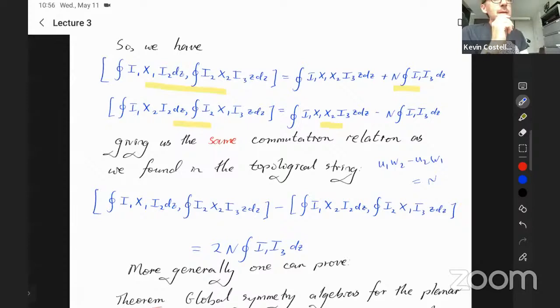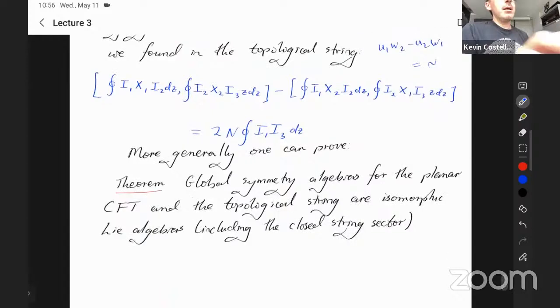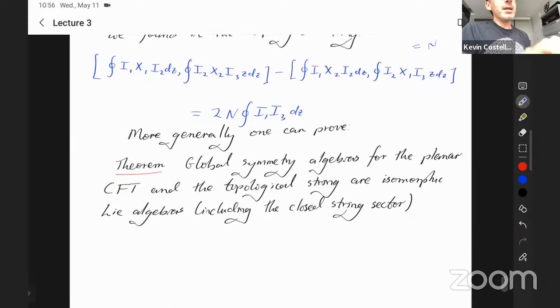So how does it work more generally? The theorem is that the global symmetry algebras for the planar CFT and the topological string are isomorphic as algebras, even when you include the closed string sector. So let me say a little bit about this. So the general case.